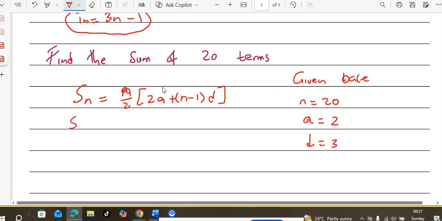You just have to find the sum of 20. Where there's n, we put 20 over 2, times (2 times 2, plus (20 minus 1) times 3). So what you have to do, you just have to punch everything on the calculator and tell me what you get.